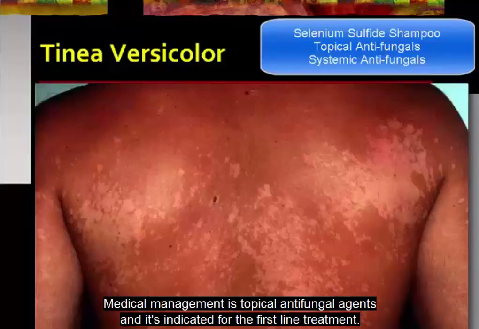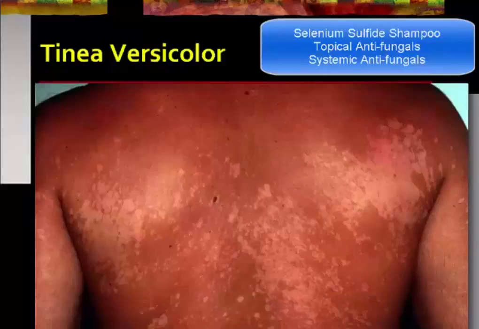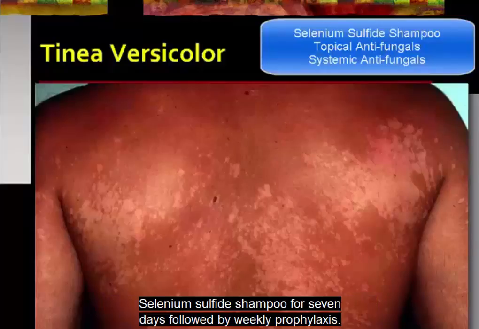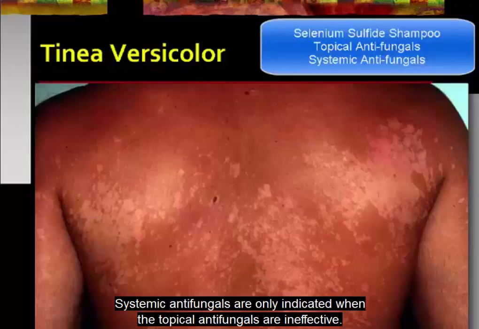Medical management is topical antifungal agents, and it's indicated for the first-line treatment. Selenium sulfide shampoo for 7 days, followed by weekly prophylaxis. Systemic antifungals are only indicated when the topical antifungals are ineffective.